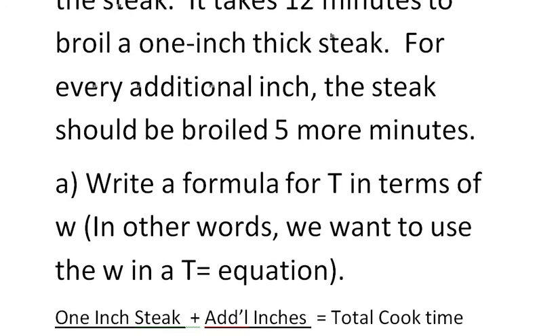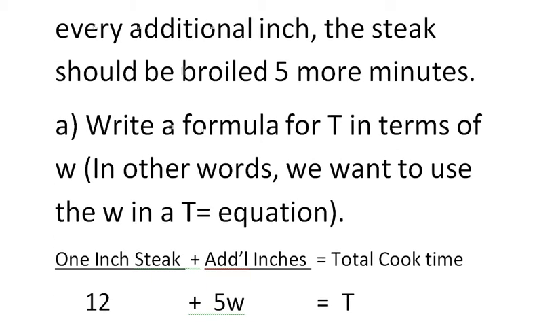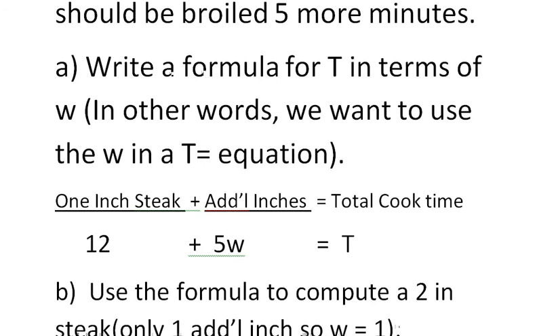So what I like to do, and I'll kind of leave it hidden here for a second, is put it into words. So I start with a base 1-inch steak. I'll add any additional inches to that, and that's going to equal my total cook time. So here's how this works. In our case, it said it takes 12 minutes to broil a 1-inch steak. That's the same every time. That's our baseline, so we just put a 12 there. But for each additional inch, now that can change. If I have a 2-inch steak, a 3-inch steak, 5, I don't think we can get that thick, but 5 minutes for every additional inch will equal our total cooking time.